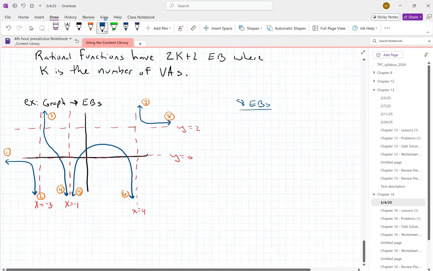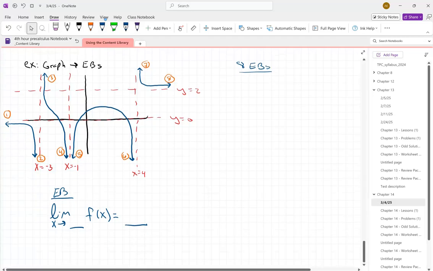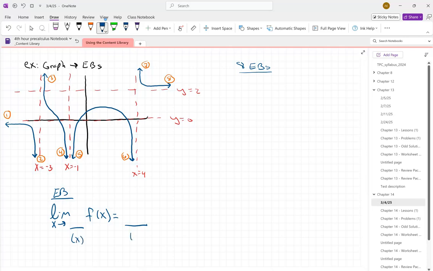So remember, for our end behaviors, we said that we're going to write it like this, right? Each end behavior is going to be written like that, where we just have to fill in those 2 blanks. This blank is going to be like our x, and this blank will be like our y.